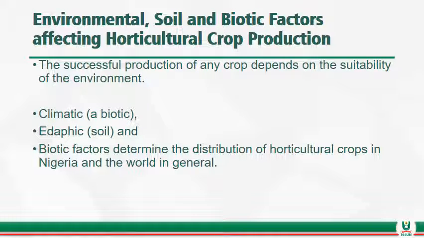Before we go ahead, it's important to note that the success of any crop production is dependent upon the environment. When we talk about the environment, we have the climatic part of the environment, talking about the rain, sunshine, temperature, day length, humidity, name it. We also have the edaphic factors, which is the soil factor. And finally, we have the biotic factors, which determine distribution of horticultural crops in Nigeria and the world in general.